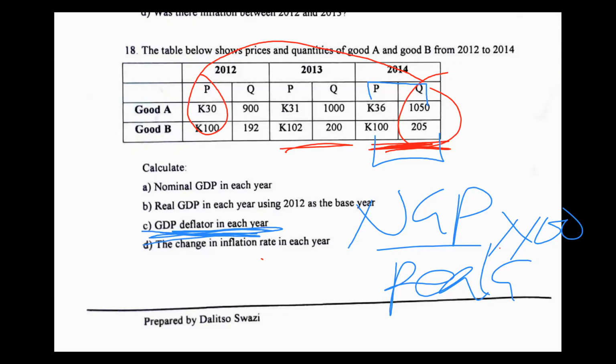But if the question is just asking you to find the real GDP, just find the real GDP. There is no need to divide. If you divide like this, nominal GDP over real GDP, you are finding a deflator. That is a deflator. Okay?